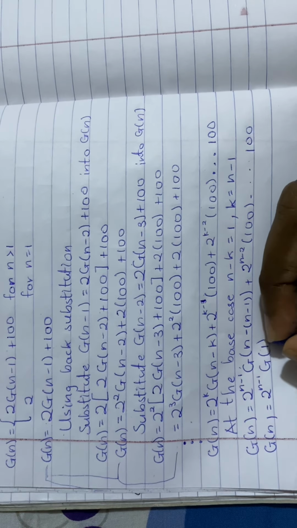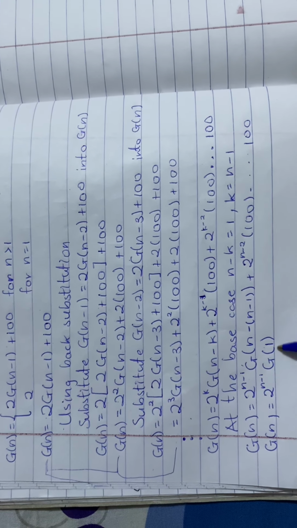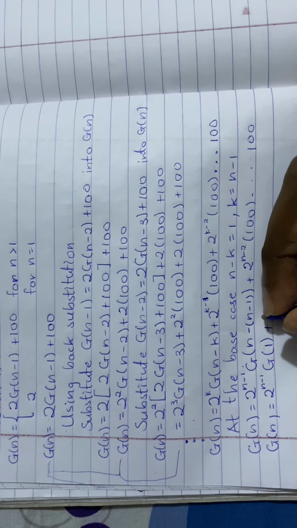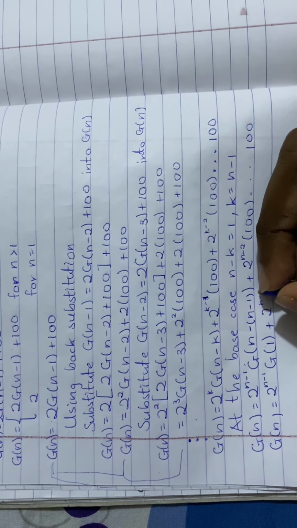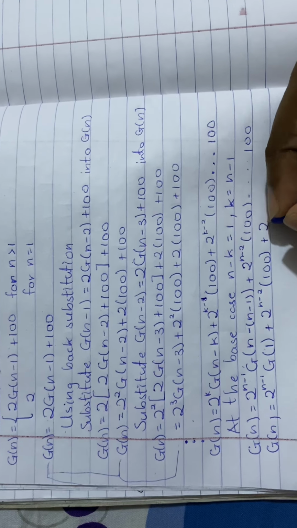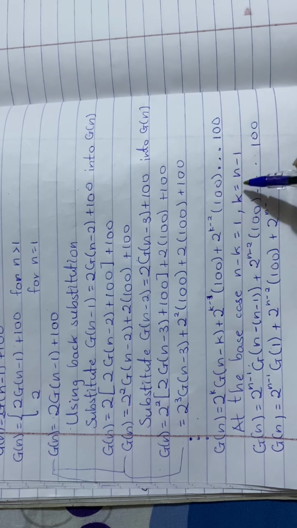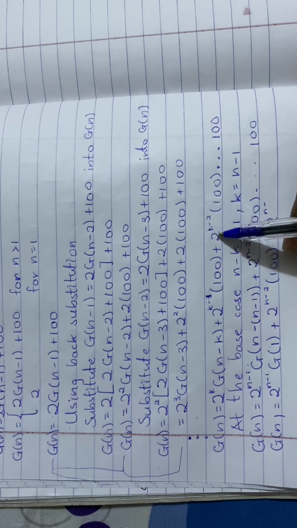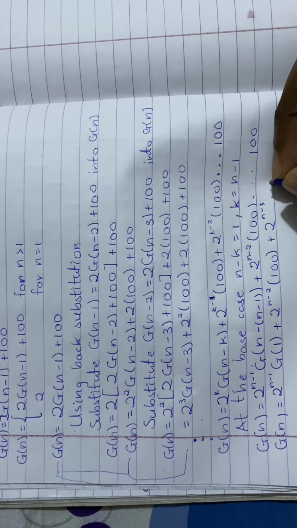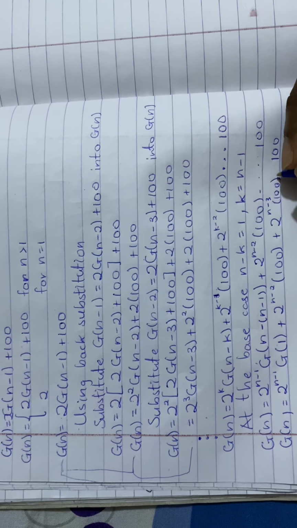So g of 1, so that was the point of equating n minus k to 1, so that we make here the base case. Okay, so g of 1 plus 2 to the power of n minus 2 times 100 plus 2 to the power of n minus 3, from here, times 100, so we get to 100.